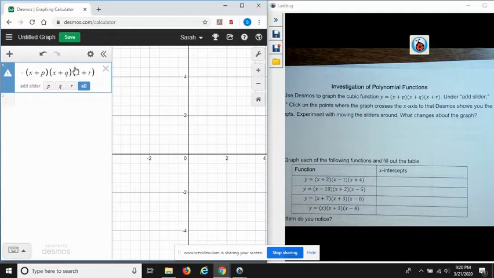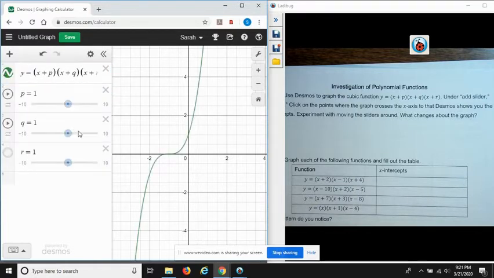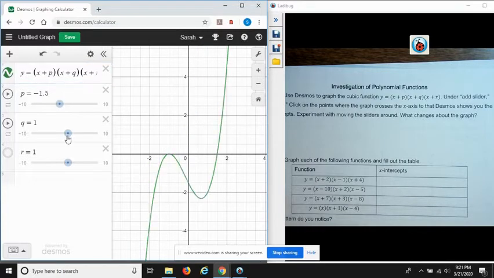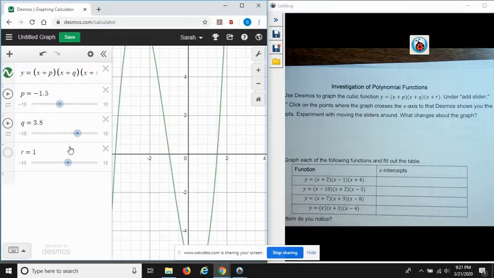Okay, so we have 3 variables in here that we added. We want to add all sliders. Okay, and then it says under add slider, click all, click on the points on the graph that cross the x-axis to show you the x-intercepts. So right now, there's just that x-intercept. Okay, and then experiment with moving the sliders around. What changes? So just move these around. See what happens as you do it.